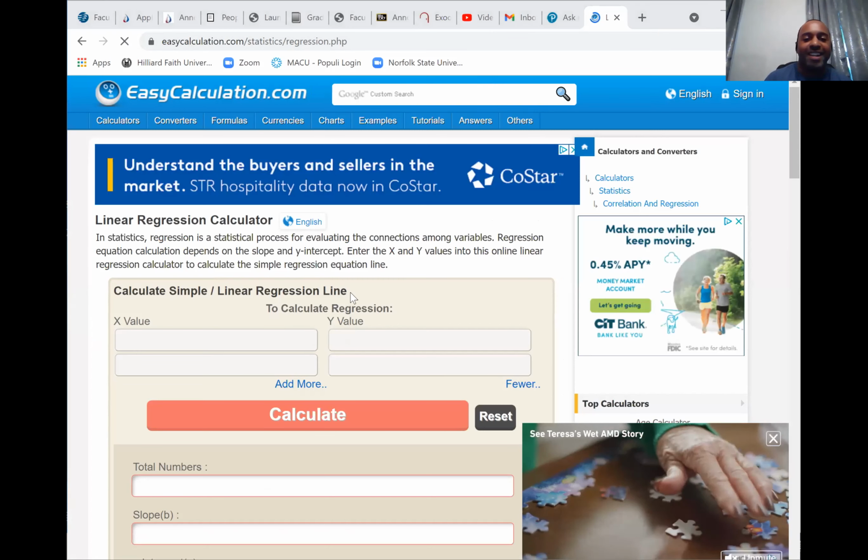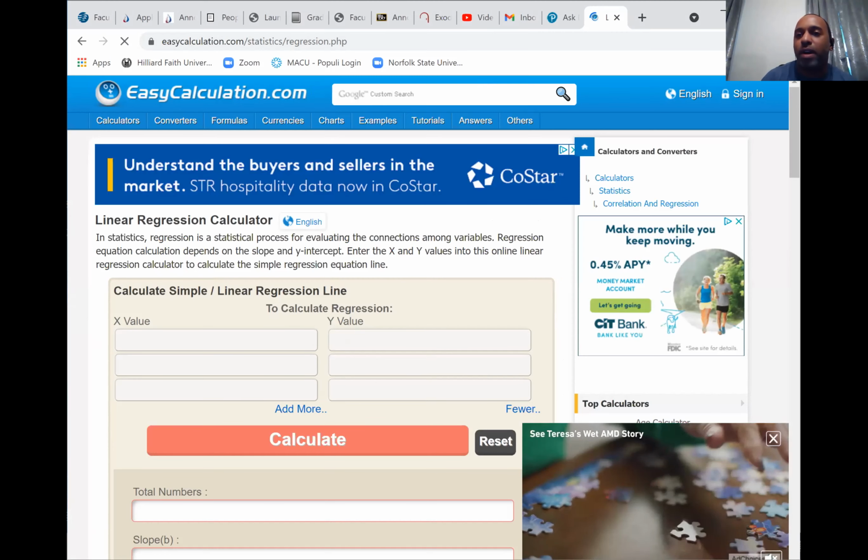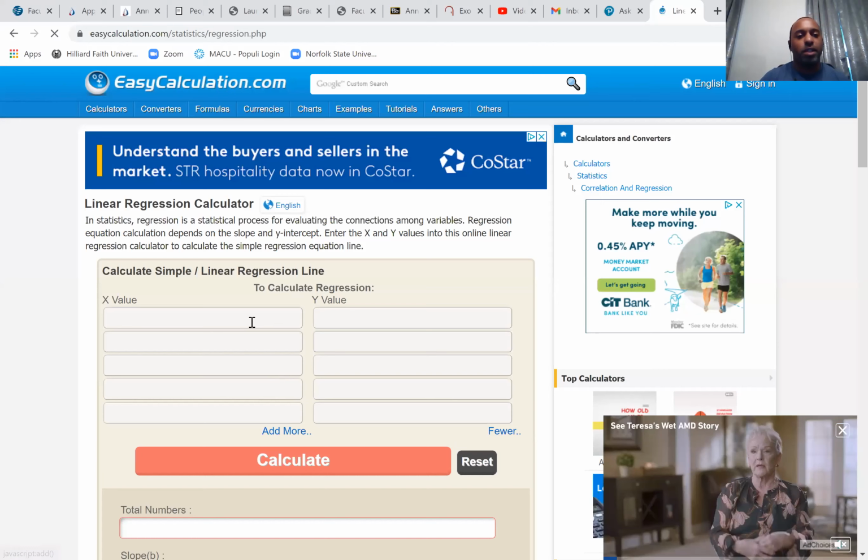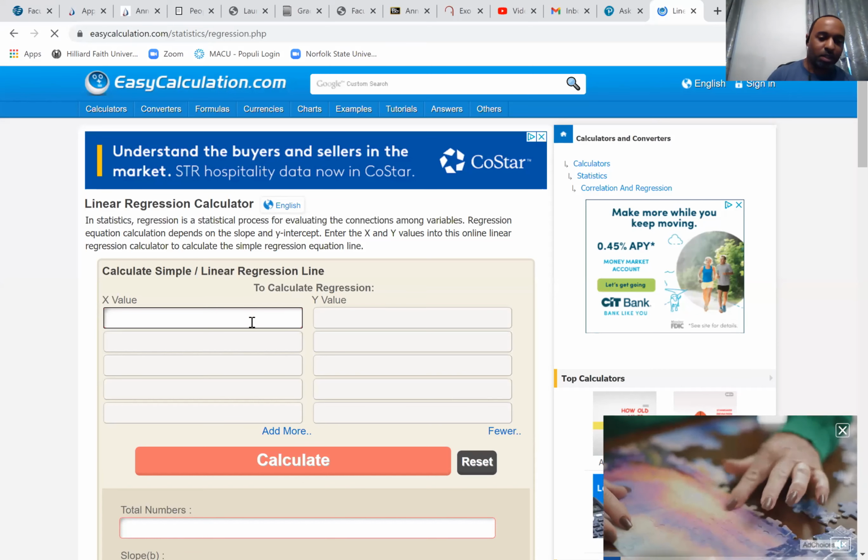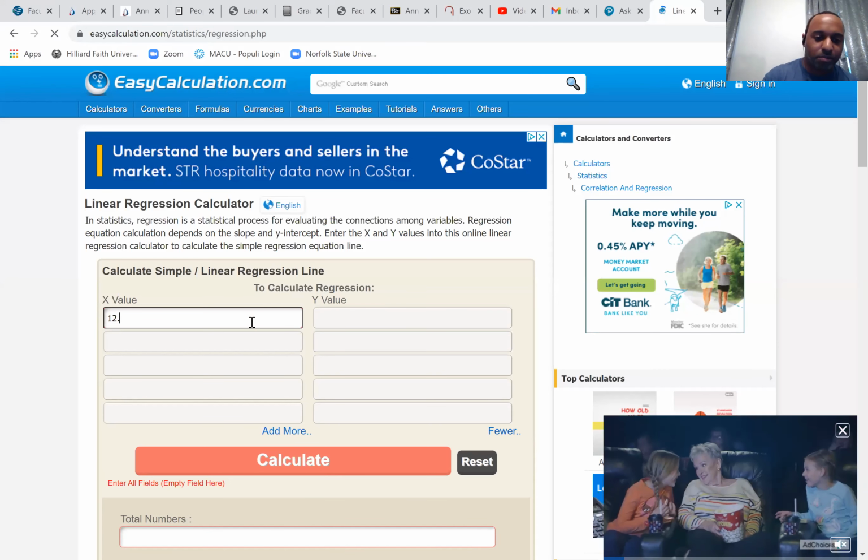All right, cool. So once again, I'm going to just do it from scratch and put in those data values again, and we should get the answer. Let's make sure though. Like I said, MyMathLab can act funky sometimes.